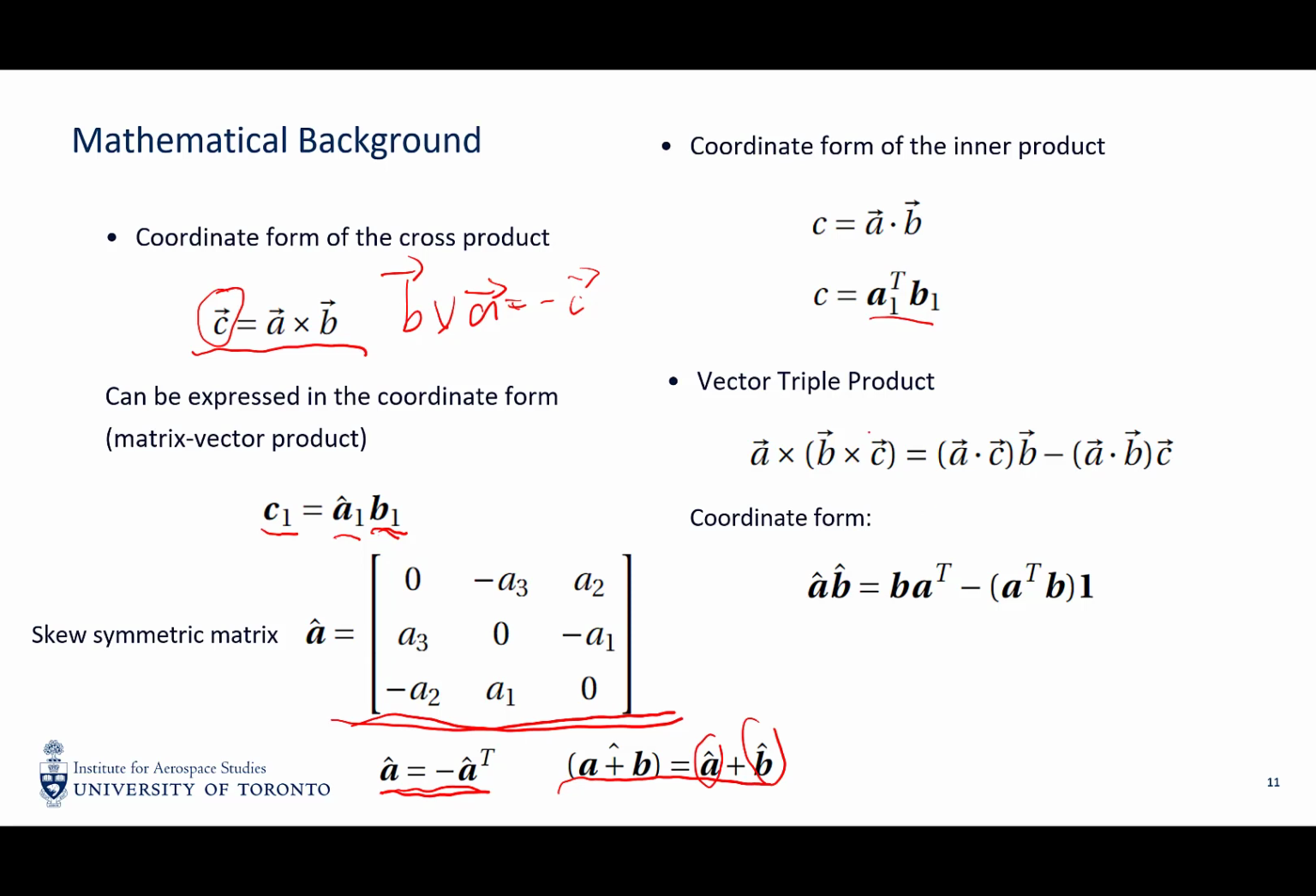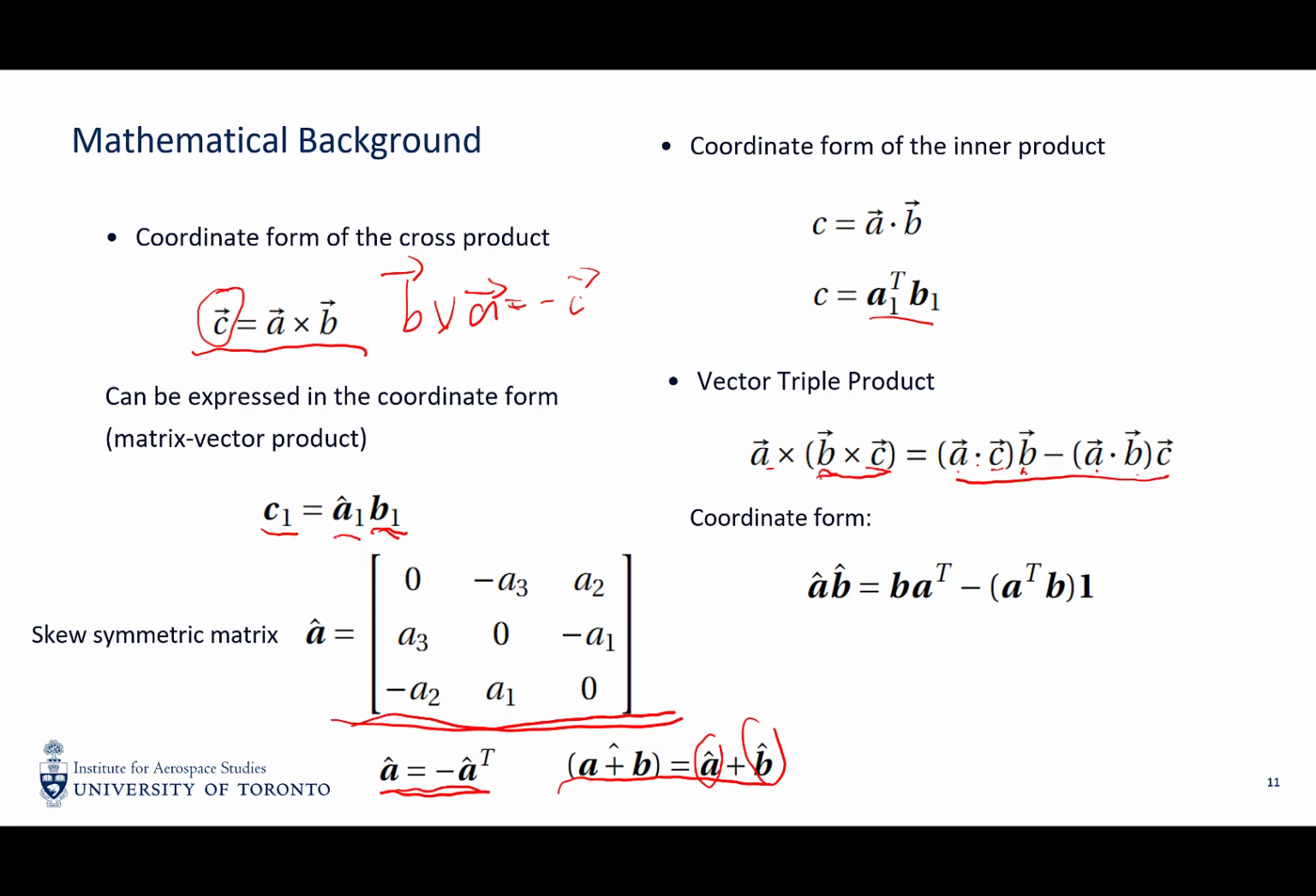The final property is a little bit complicated, but it's going to be used throughout the derivation of the dynamics. It's called the vector triple product. Basically, we do the cross product between B and C first, and then use this result to do another cross product between A and the result of B cross C. There's an identity for this triple product. It equals the inner product between A and C times B, minus the inner product between A and B times C.